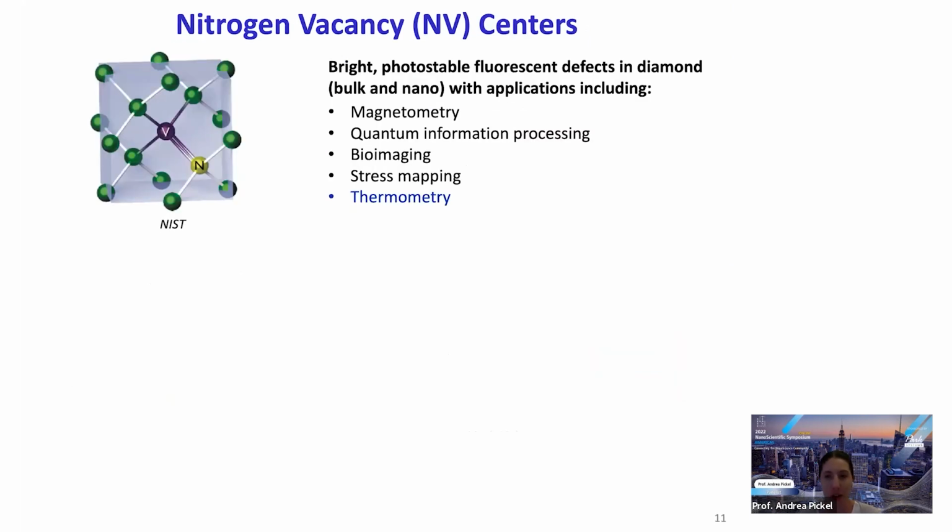All right, so next I'll introduce the specific materials system that's the basis of the measurements I'll show today, which is nitrogen vacancy or NV centers. And NV centers are bright photostable fluorescent defects that are found in both bulk diamond and nanocrystalline diamonds that consist of a substitutional nitrogen atom and an adjacent vacancy. And these NV centers have applications in a number of areas, so I'm sure at least some in the audience have heard of these defects before.